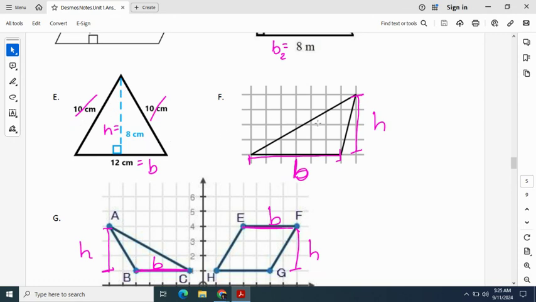Now, F. You don't see an actual measurement, but we could count it. I know that this is the base, and the height is from the highest point down towards the base. It has to be perpendicular. Now, if I were to count the base here, I would start here. Count 1, 2, 3, 4, 5, 6. Since there's no label, this base would be 6 units. Now the height, if I were to count this, I would count from here. 1, 2, 3, 4, 4 units.